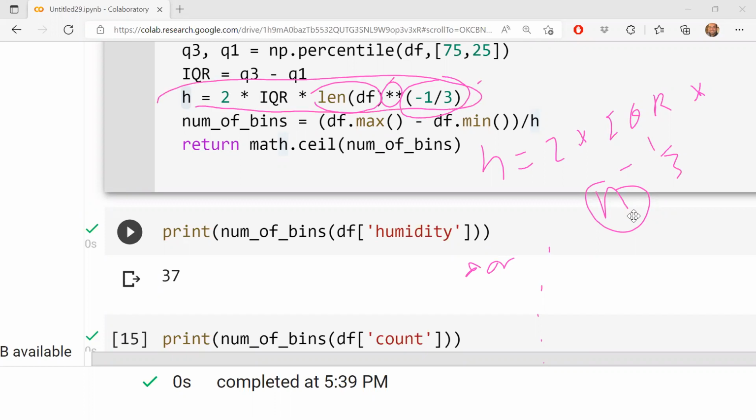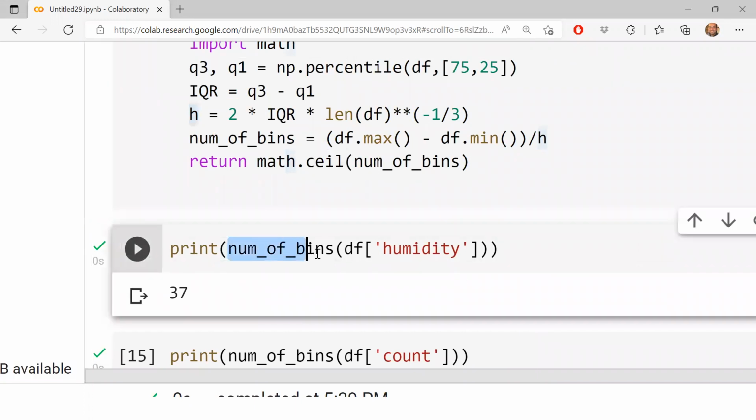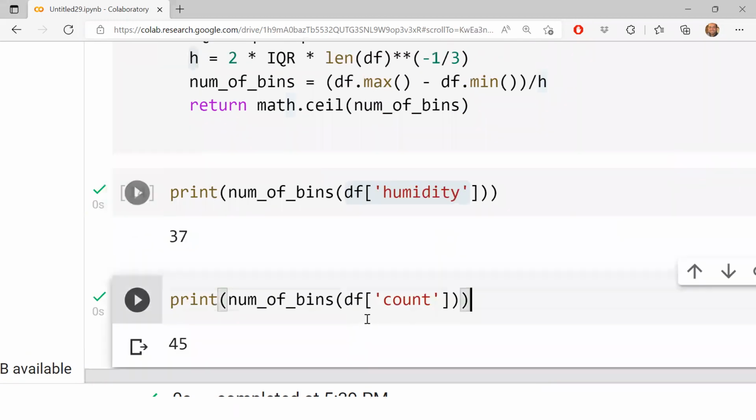This is to find the width. What is the number of bins? It's the maximum minus the minimum, divided by the width. Okay? This is the best way to find the number of bins, till now. We're talking about each column. So as you can see, when I asked to find the number of bins for the column humidity, it gives me this. The column count now gives me this.